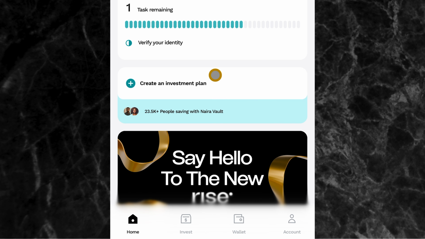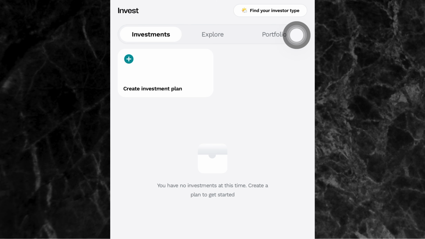Now, if you want to go straight and create an investment plan or invest in any of their assets on the app, just come here to where it says invest. Now, you can go through this point where it says create an investment plan, but you can also come here to where it says invest right here and click on invest. Now, once you come to the invest, this is the investment page. So this page is solely for investment. So if you want to go ahead and invest, you come here and click on create investment plan. So I'll click on it.